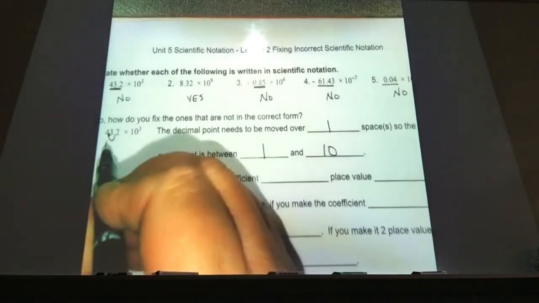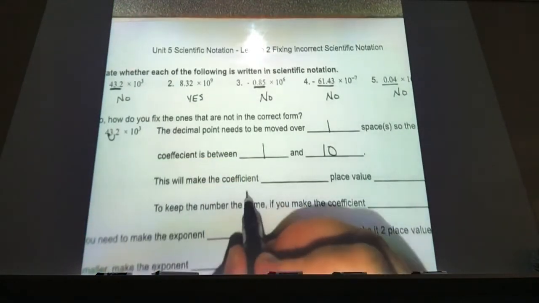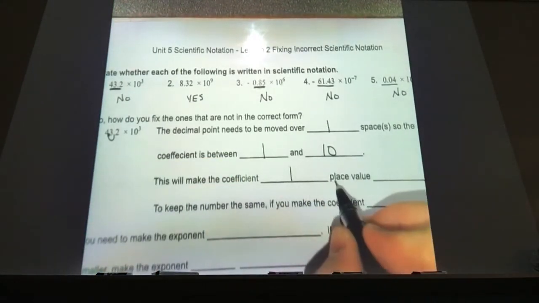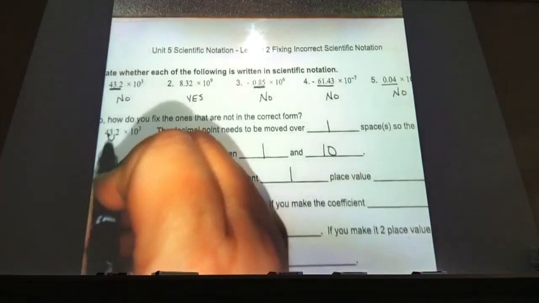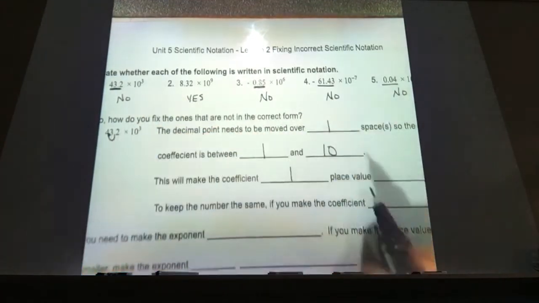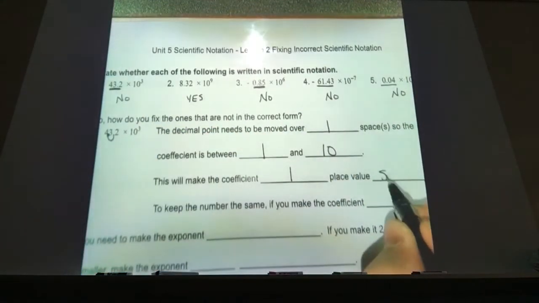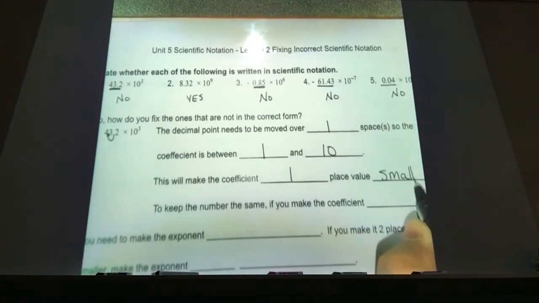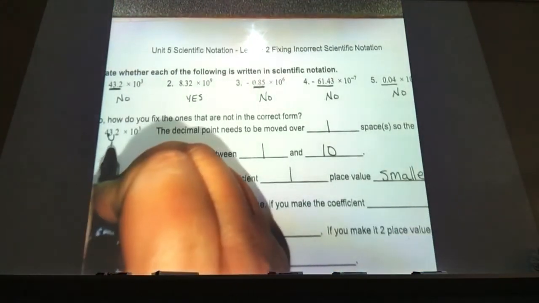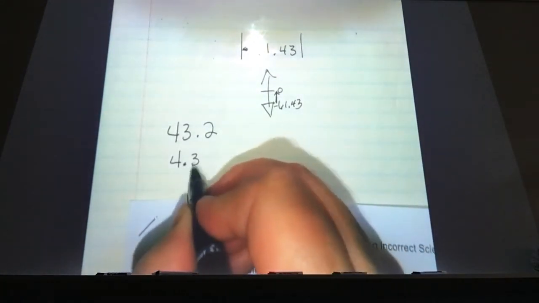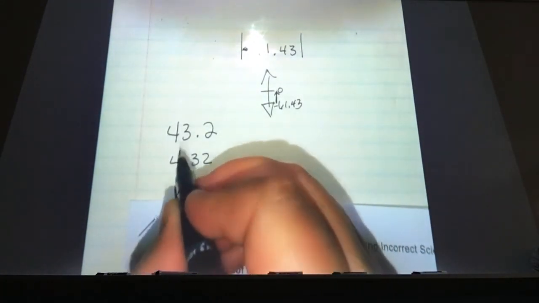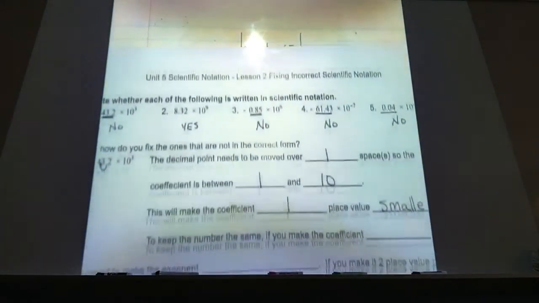If we do that, it's going to make that coefficient 1 place value, remember each of these is a place value, 1 place value smaller. How do I know it got smaller? Because it was 43 and now it's 4. It was 43 and 2/10. It's now 4 and 32/100. This number is obviously smaller than this number, right? It got smaller.